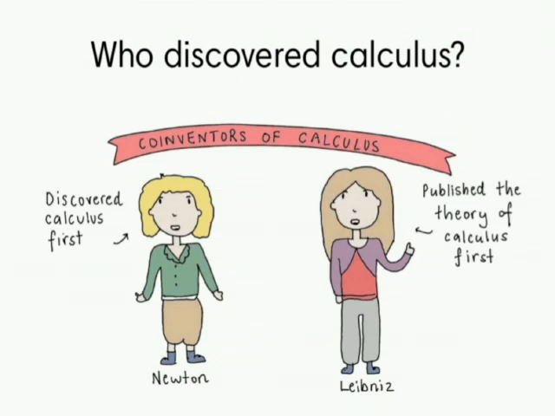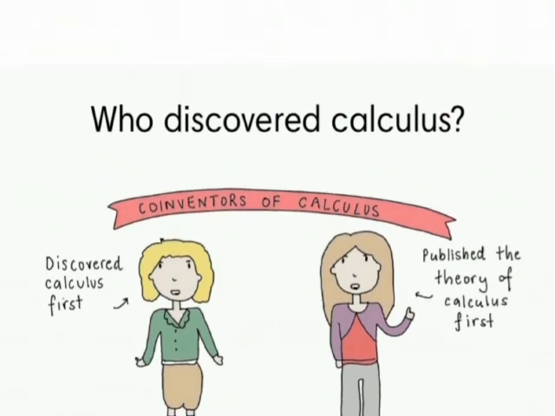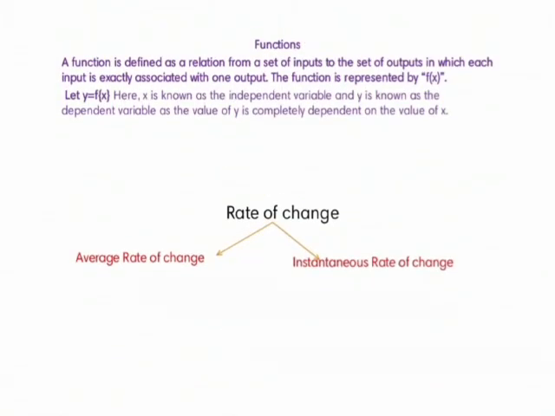Before looking at this topic, let's look at some of the definitions we need. First, what is a function? A function is defined as a relation from a set of inputs to a set of outputs, in which each input is exactly associated with one output. The function is represented by y equal to f of x. x is the independent variable, y is the dependent variable.